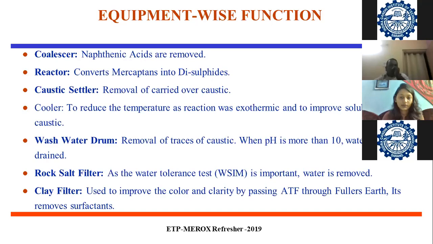In the water wash drum, we are generally using DM water where the pH is normally 7.5 to 8. And after the pH reaches greater than 10, we have to dump it down to the sewer and fresh water is charged into the system. So the role of the water wash drum is very critical, and from there we can ensure that caustic and water are not carried over to the ATF side or the adjacent turbine fuel side. Then after the water wash drum, it goes to the rock salt filter side.